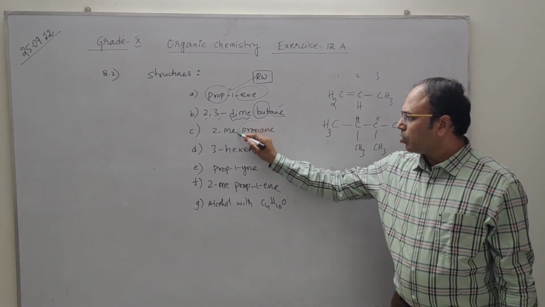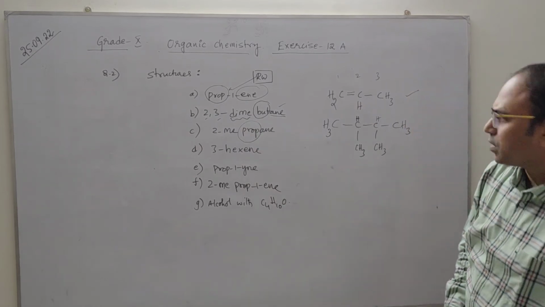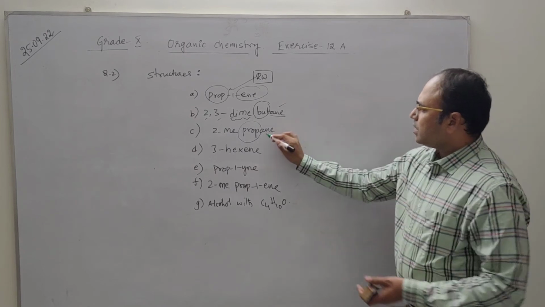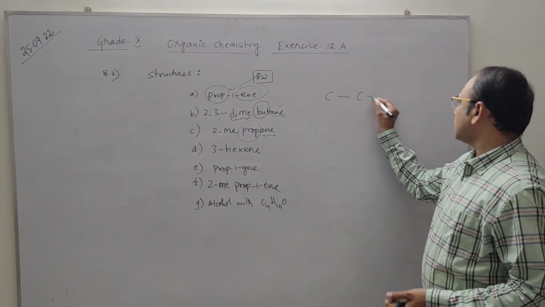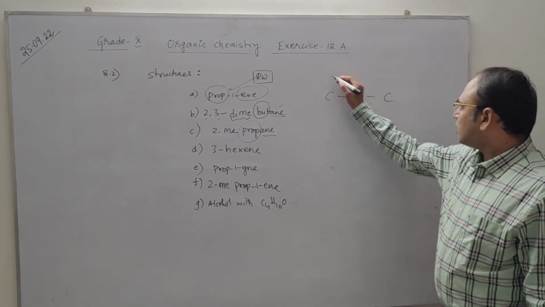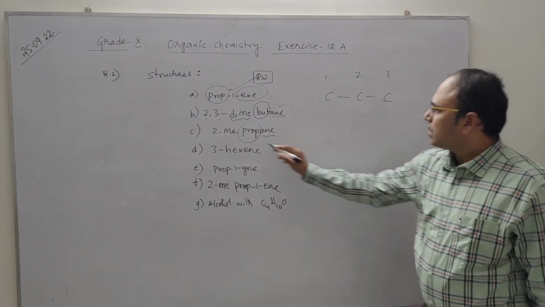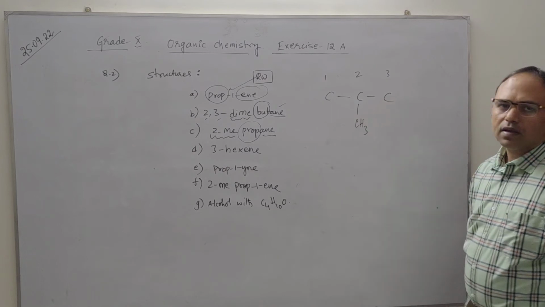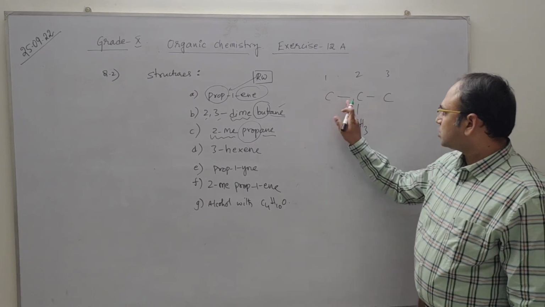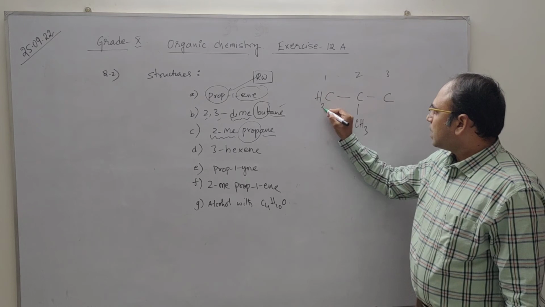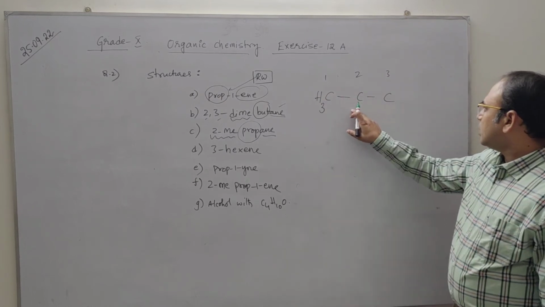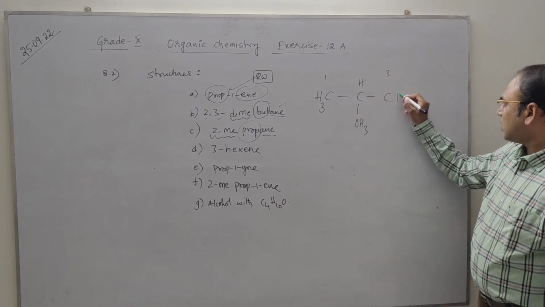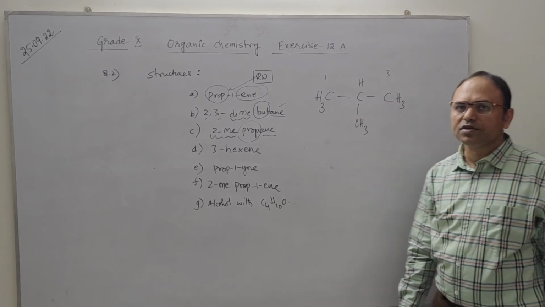Next, C. You have prop. Prop, 3 carbons, and ANE, single bond, therefore write 3 carbons with single bonds. Give numbering 1, 2 and 3. Second position methyl group, write the methyl group here. Last step, complete the hydrogens. Single bond, left over 3. 1, 2, 3 bonds, left over is 1. And the last one, you have 3 hydrogens.